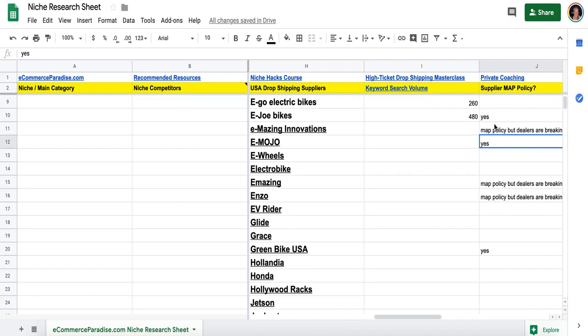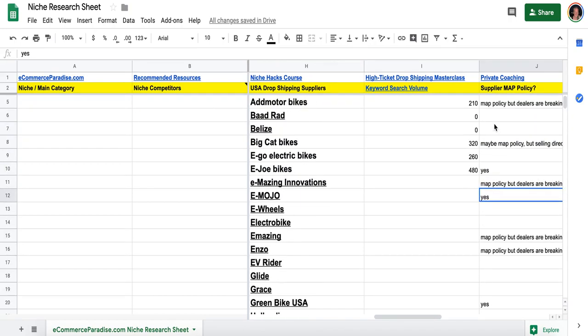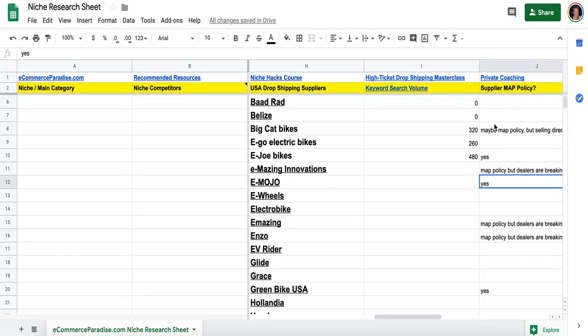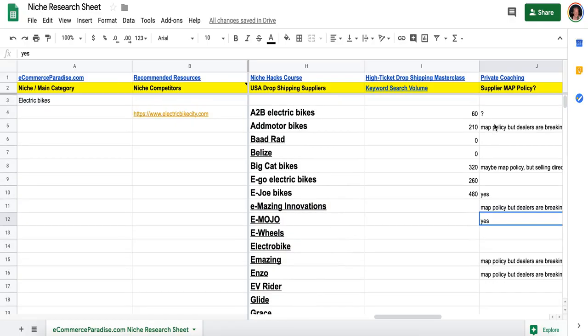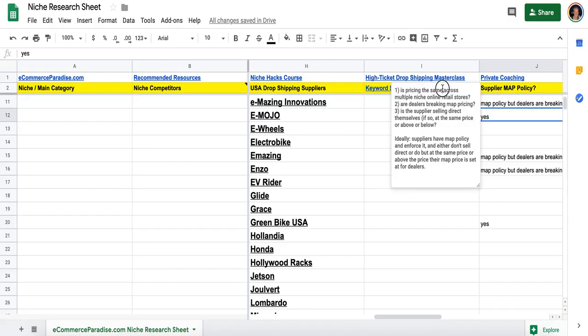Don't start with the brands that aren't really enforcing their map policy. They're going to be harder to sell because your competitors are always going to be undercutting you, and that's a pain in the butt to deal with, right? Especially in a niche where there are so many competitors, like e-bikes. So follow the instructions. Make sure the pricing is the same across all the retail stores.